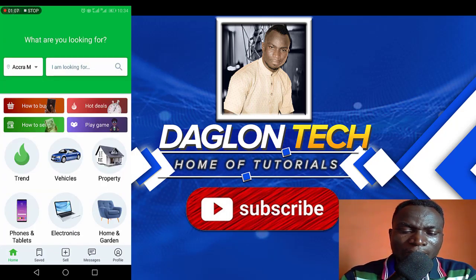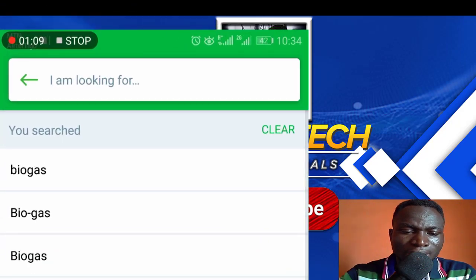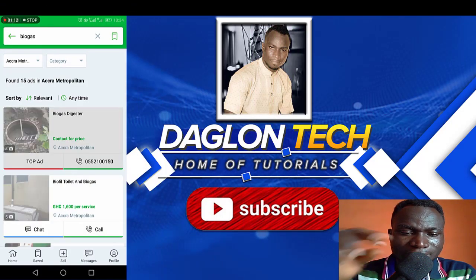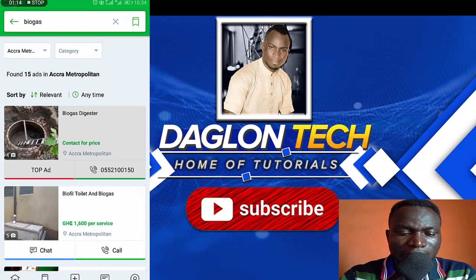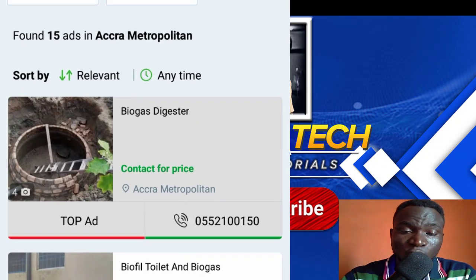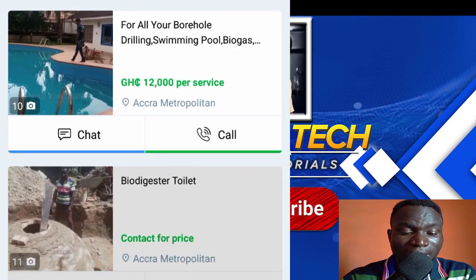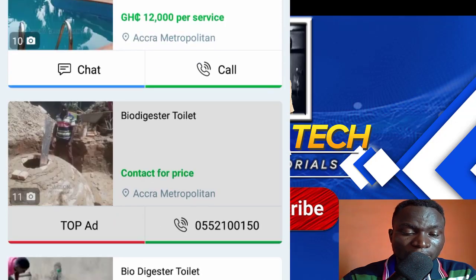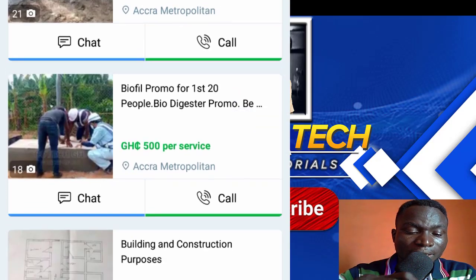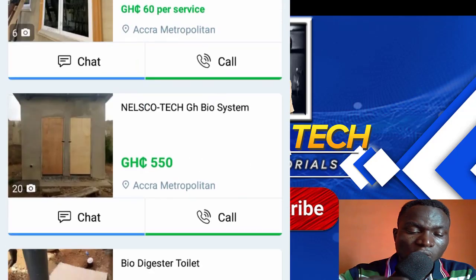Here we are. We want to search. I am searching for biogas. Here my ad is the first one, at the top. I've not promoted it. There are a lot of people that post biogas on Jiji. My ad is again here, and it will go on and on.